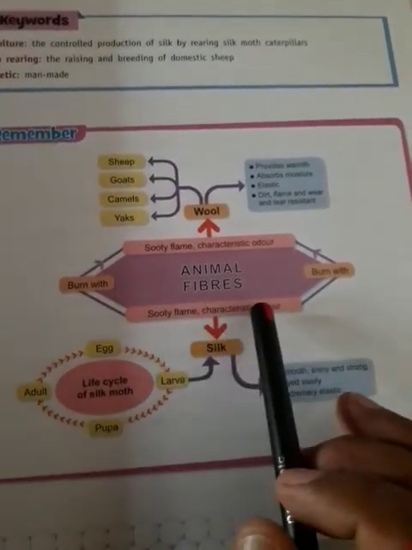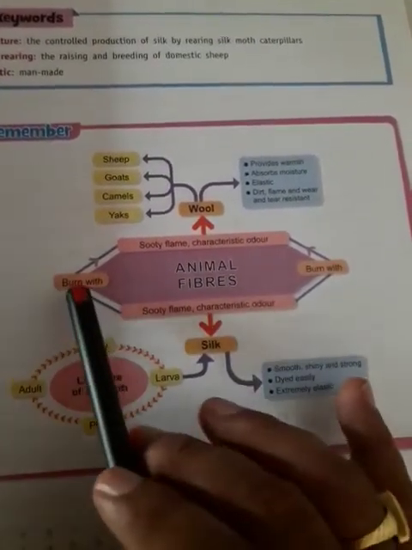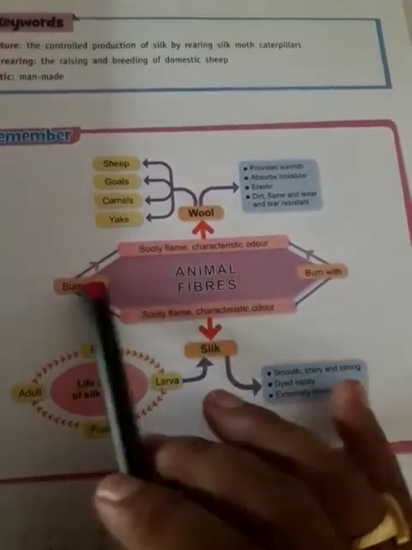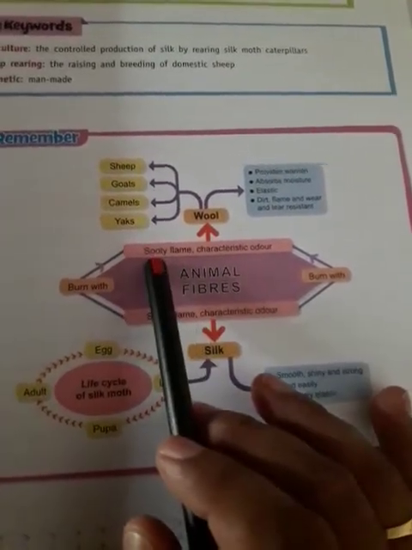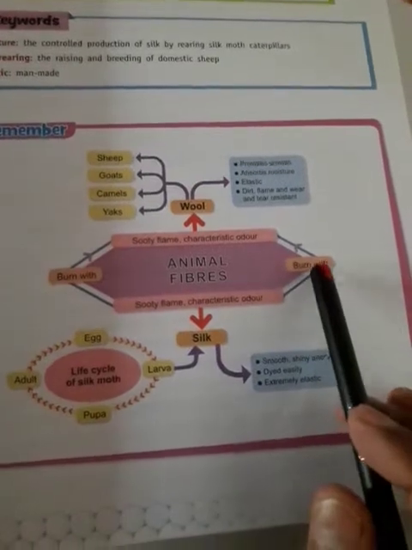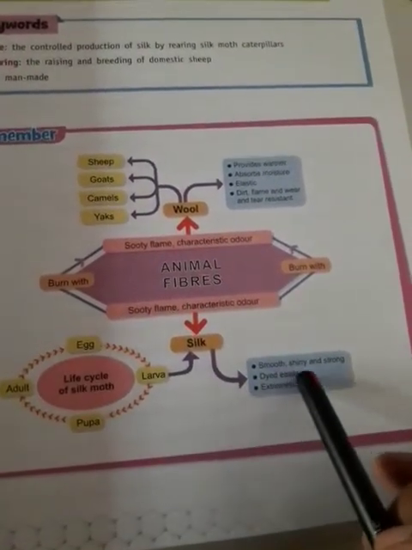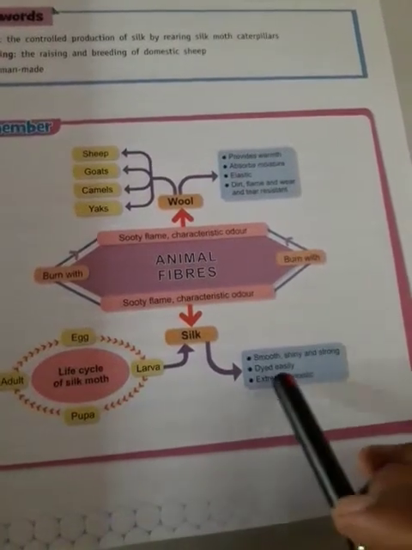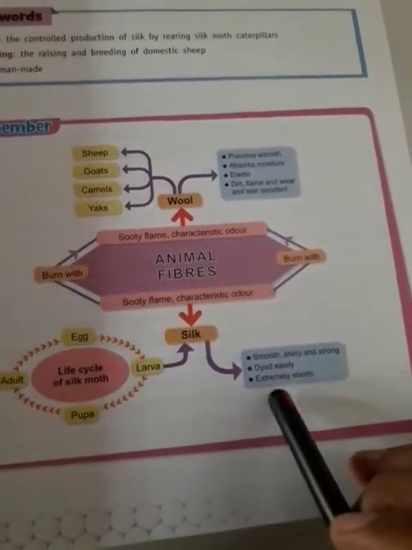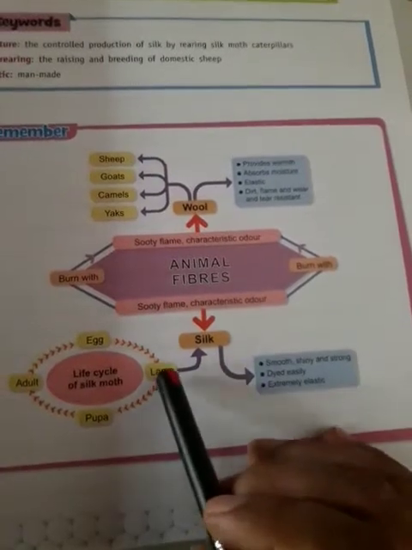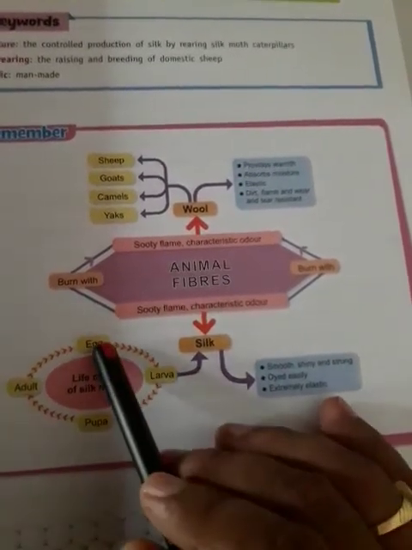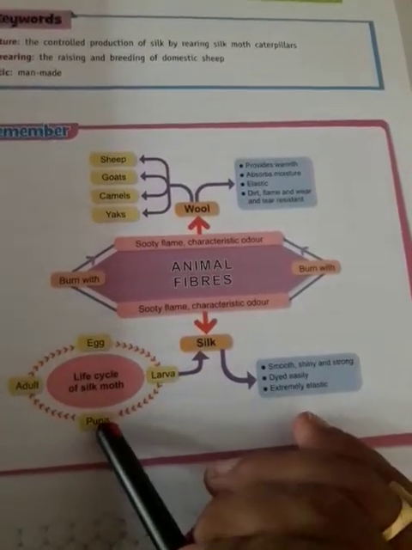And if animal fiber burns, its flame is sooty and has a characteristic odor. And here, silk is smooth, shiny and strong, dyed easily, extremely elastic, and its life cycle is egg, larva, pupa, adult.